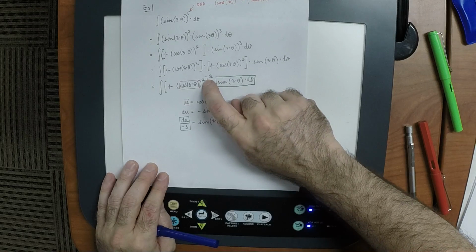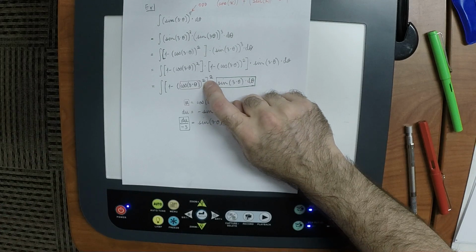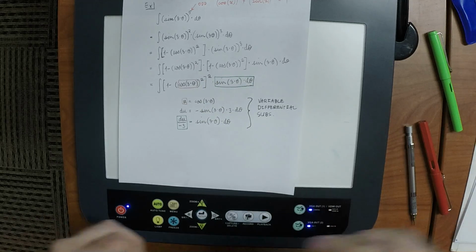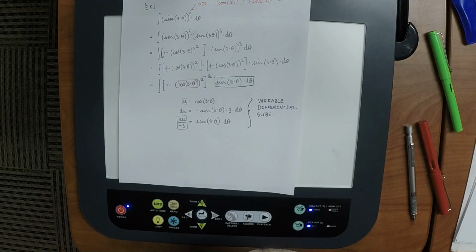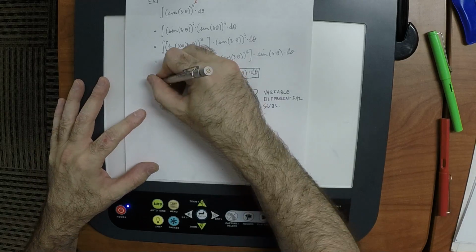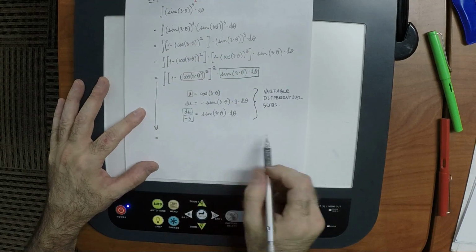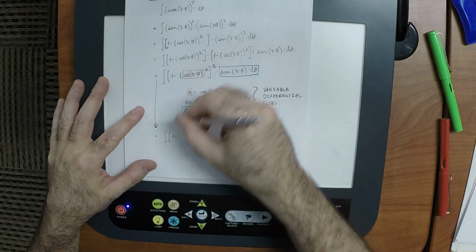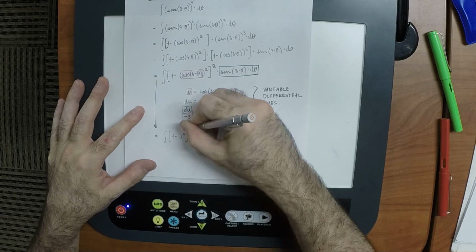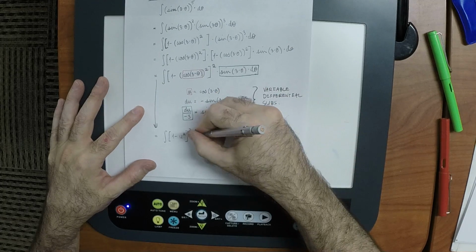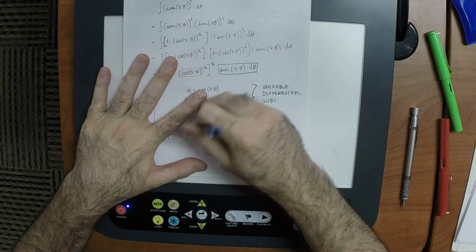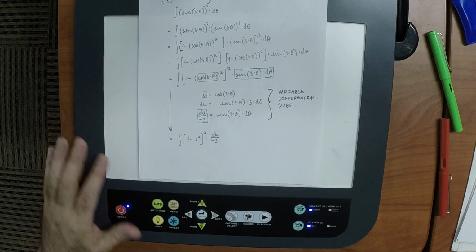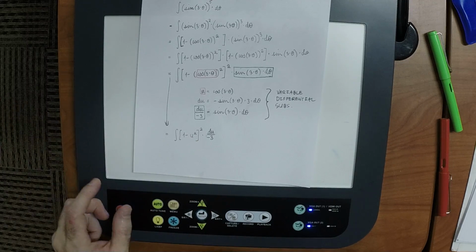Now, concerning that 2, is that 2 a variable? No. Is that 2 a differential? No. So it need not take part in the substitution, right? Good. So let's write this down. So the resulting antiderivative would be 1 minus u squared, square that, and then du. No, not du. Du over negative 3. All right. So the division by negative 3 can be factored out.